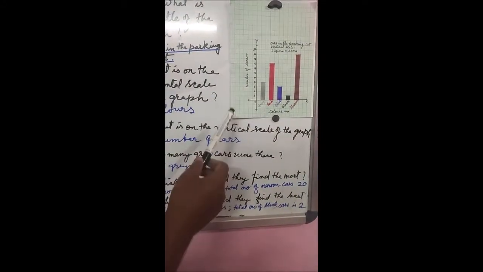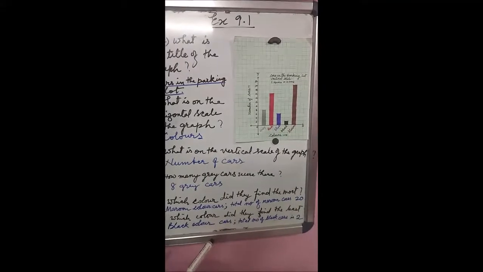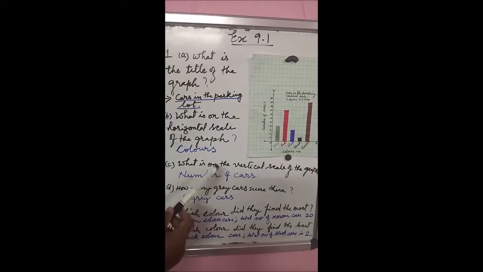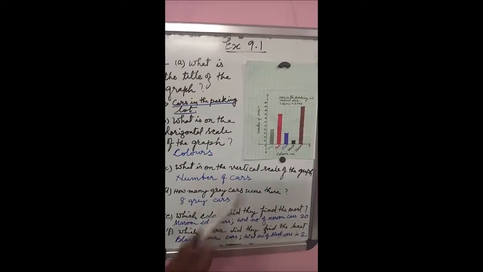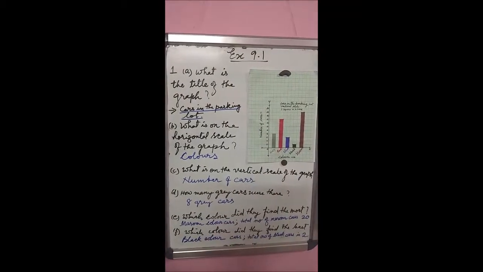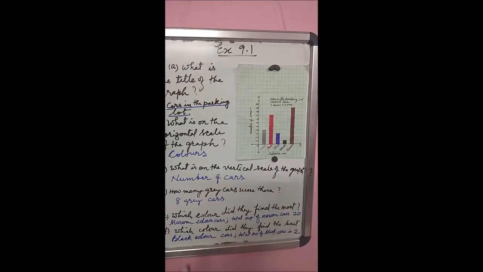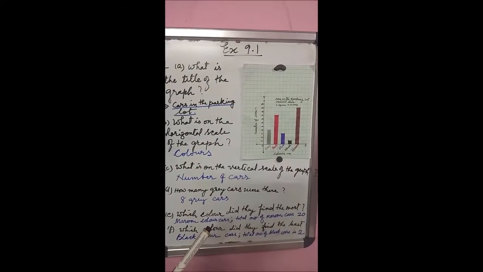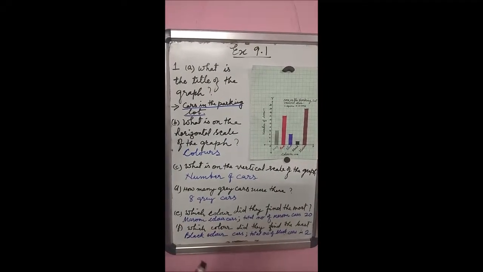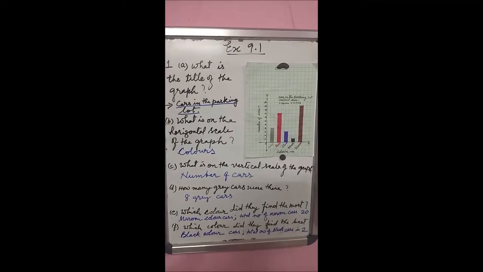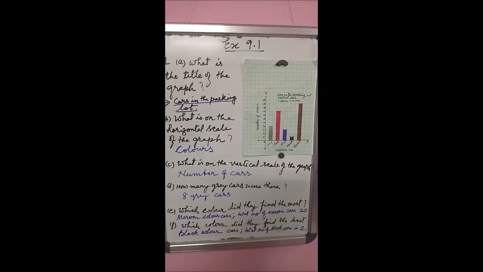So this is the bar graph, and I hope it's very simple and you'll be able to answer any question by reading the bar graph. It is very simple to read. Now we shall go to the chart, the circle chart of this exercise 9.2.